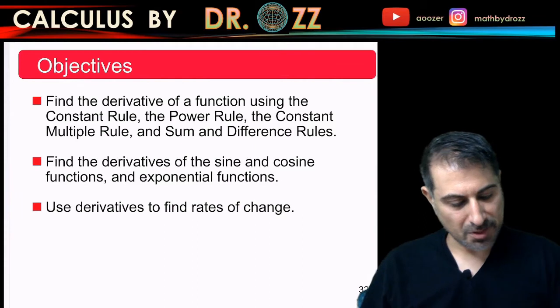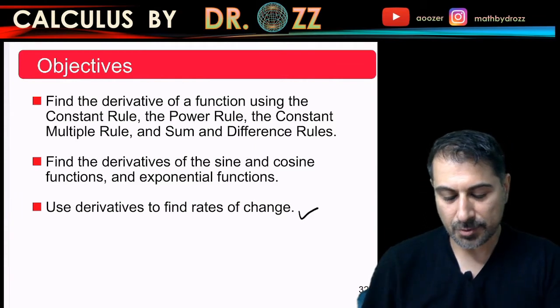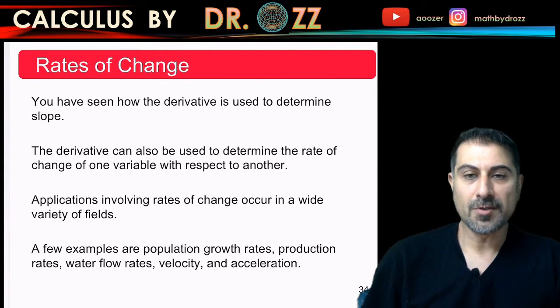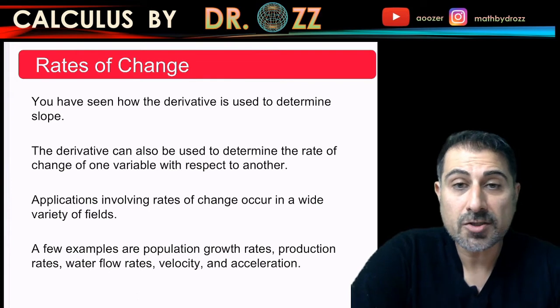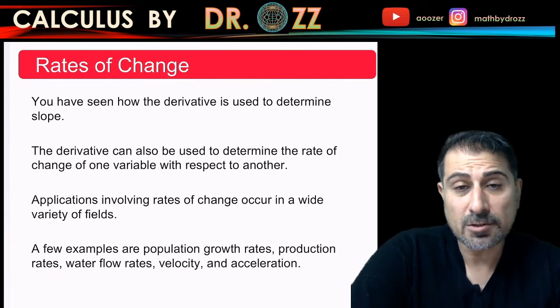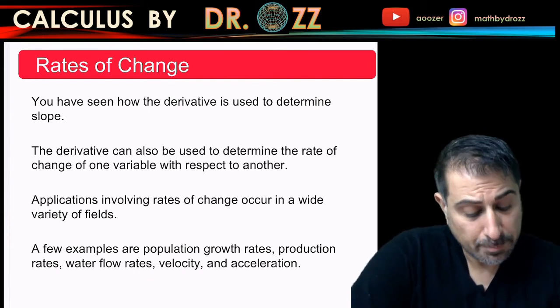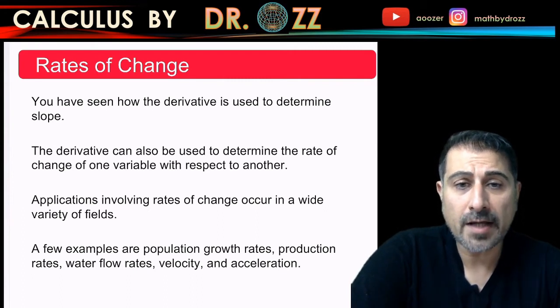All right, in this video, we're going to talk about the rate of change. Just to give you a heads up, we talked about how we can define the slope of the tangent line to a curve at a point by using the derivative concept. But that's not the only application. In fact, applications may occur for finding the rates of change in various fields.